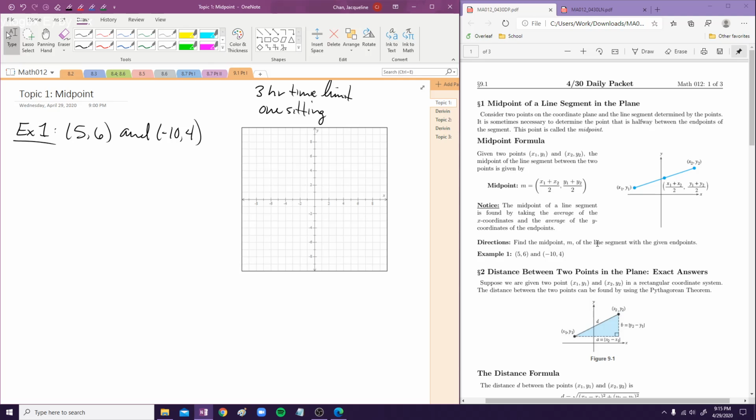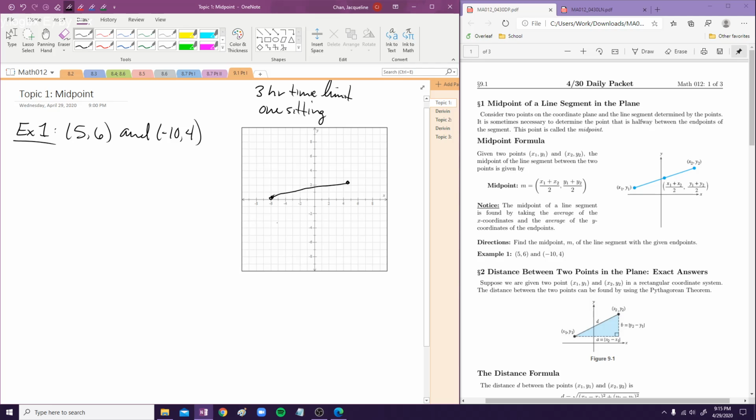It says, consider 2 points on the coordinate plane. The coordinate plane is just the XY plane, and the line segment determined by the points. So what does that mean? If I have 2 points here, the line segment is, pretend it's straight, this right here, the line itself, that is a line segment, right?